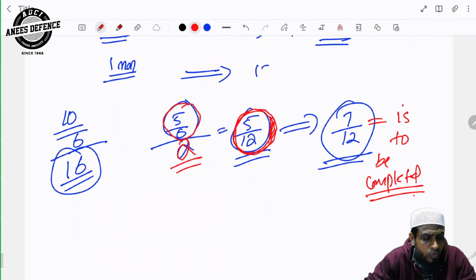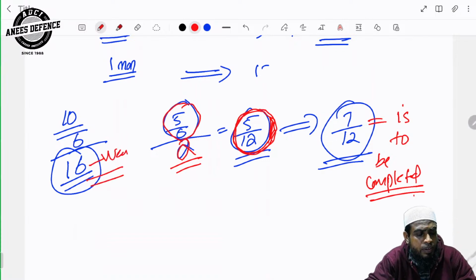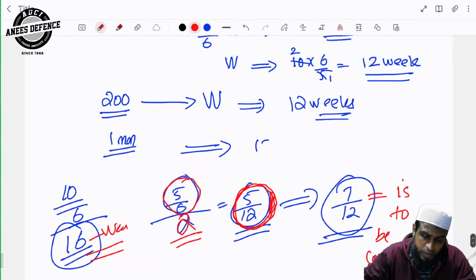So after lockdown, only 140 men came. So by using 140 manpower, how much? So already 16 weeks are over. So how many more weeks are required so that the remaining 7/12 of the work can be completed? Okay, that is the question.